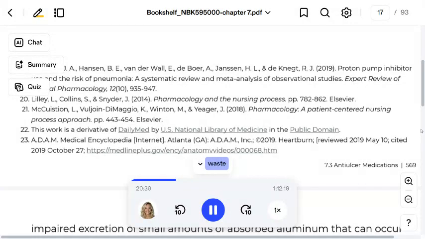Alternatively, if the waste matter moves too quickly through the intestines, not enough water is absorbed, and diarrhea can result. Figure 7.10 demonstrates the Bristol stool chart that is used to assess stool characteristics, ranging from very constipated to diarrhea. Figure 7.10 Bristol stool chart.